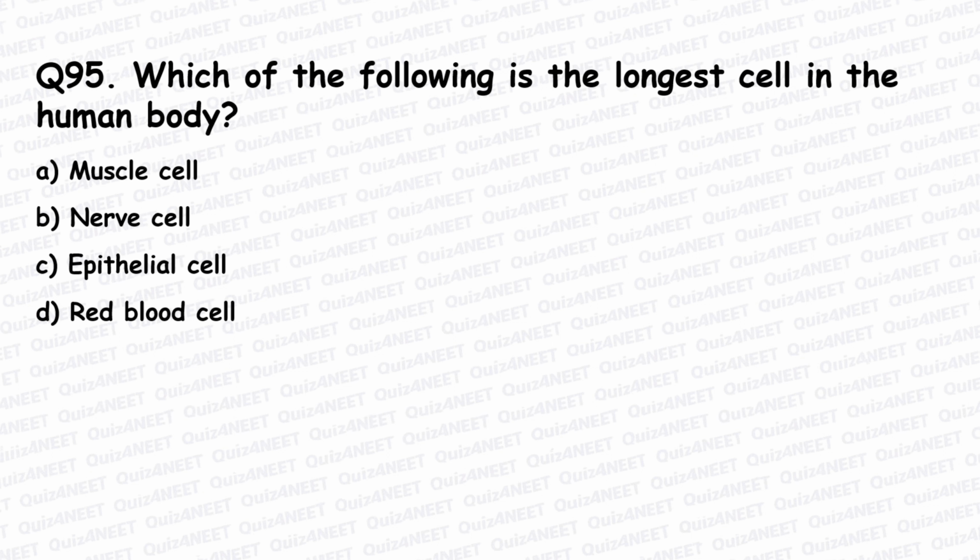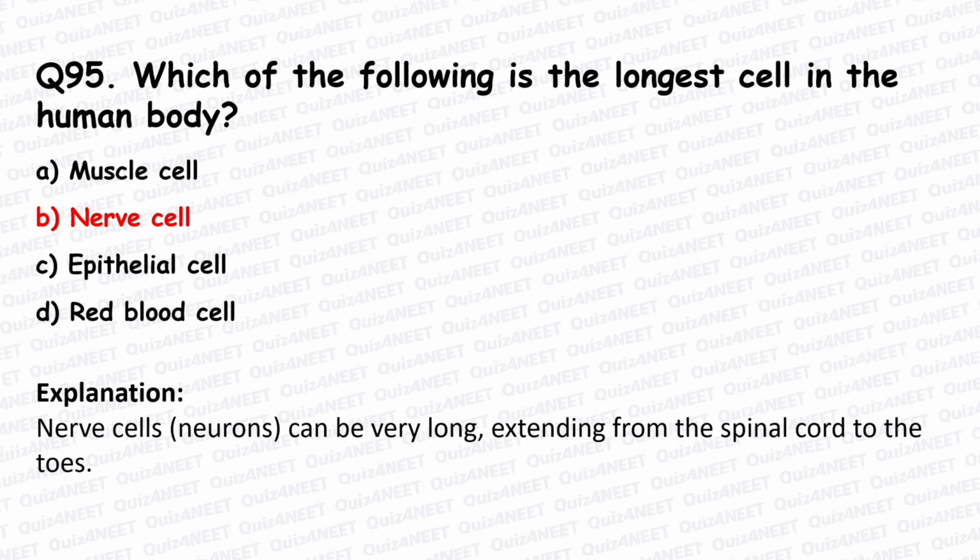Q95, which of the following is the longest cell in the human body? A, muscle cell, B, nerve cell, C, epithelial cell, D, red blood cell. Explanation: neurons can be very long, extending from the spinal cord to the toes.